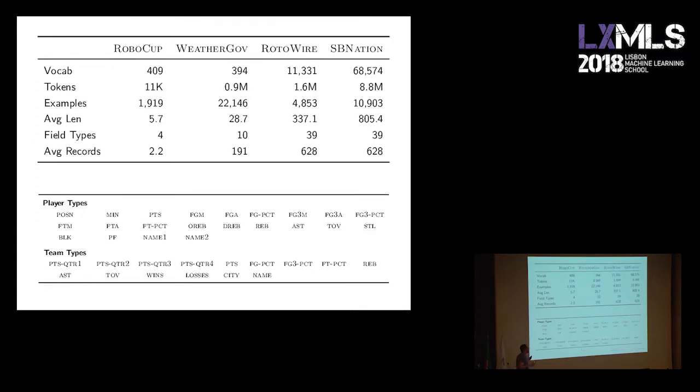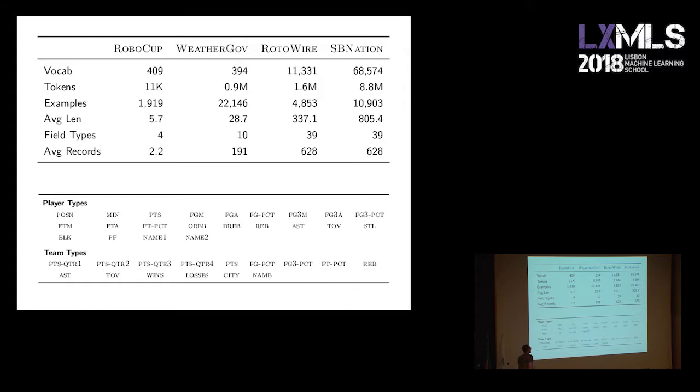Now, first off, why is this an interesting problem? Well, there are a lot of data sets that have been proposed for natural language generation. The two most common ones people use are RoboCup and WeatherGov. And these data sets are quite large, but they're much shorter. So on average, the WeatherGov data set consists of sentences of about 28 words, whereas the data sets we're proposing consist of anywhere from 337 to 800 words. They also consist of a lot of records. So we're dealing with, on average, about 628 facts about a basketball game, of which only a small subset of them actually get used in the article itself.